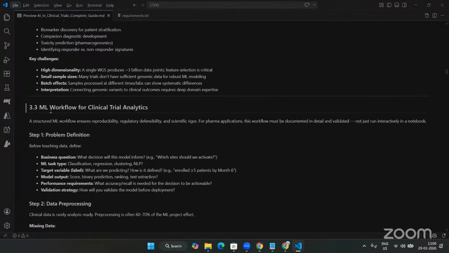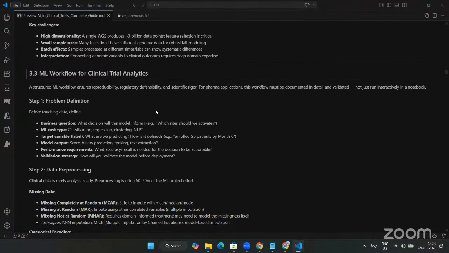Now, ML workflow for clinical trial analytics. There has to be a structured workflow. A structured ML workflow ensures reproducibility, regulatory defensibility, and scientific rigor. For pharma applications, this workflow must be documented in detail and validated, not just run interactively in a notebook.